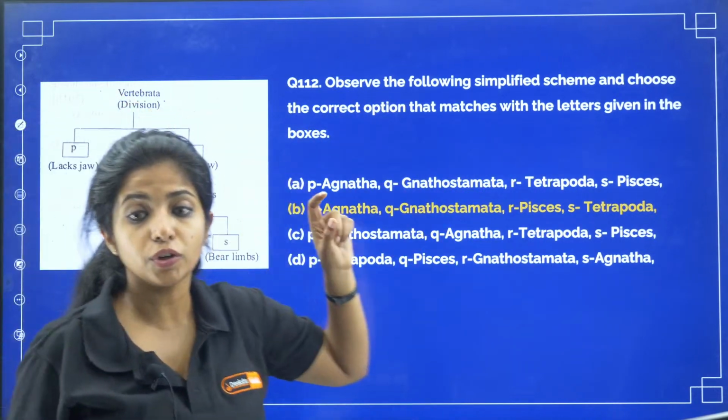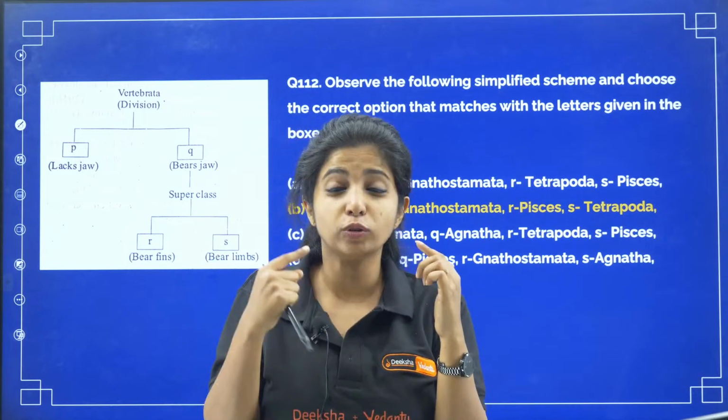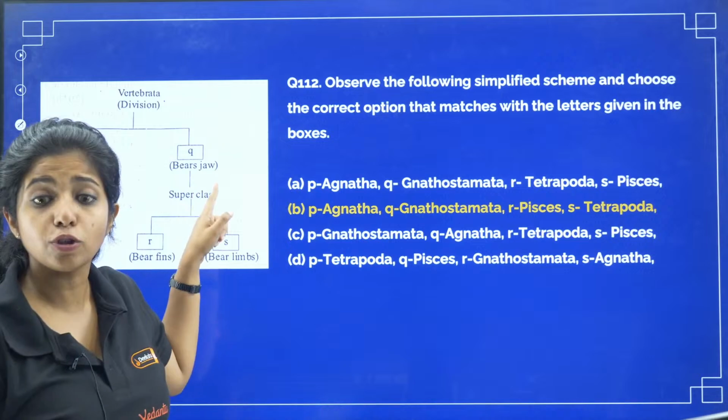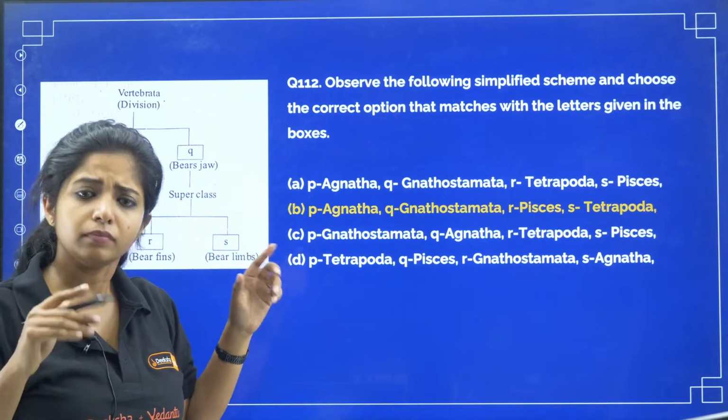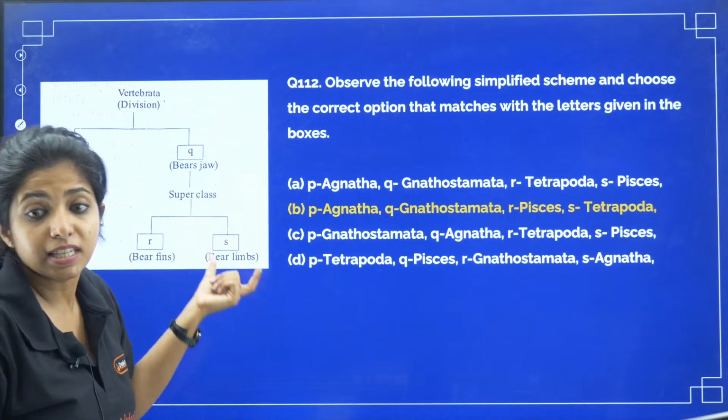So Vertebrata, my dear children, you can divide into two things: Agnatha and Gnathostomata. Agnatha means they do not have a jaw, so they have a mouth with teeth arranged like that. They do not have a jaw. And then you have Gnathostomata, where you have a mouth with jaw.